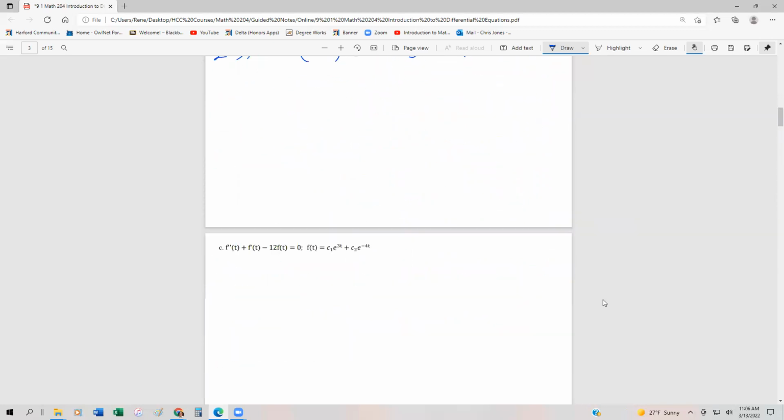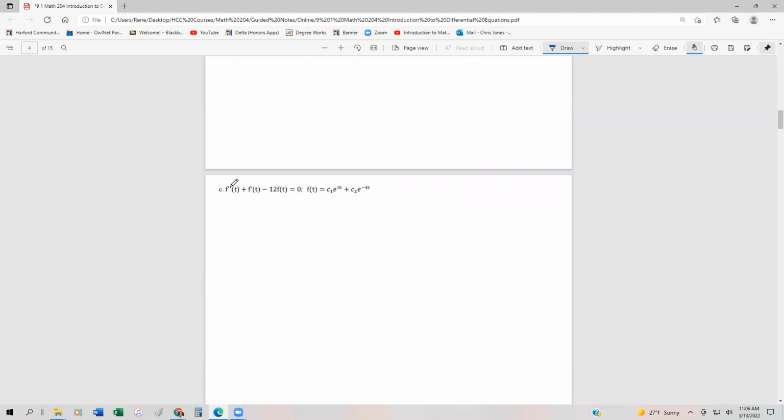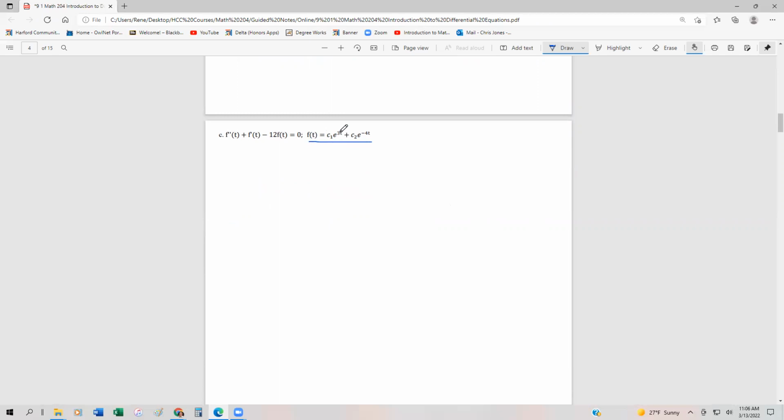Okay. One last example, and this one, we have a second derivative. So we have f double prime of t plus f prime of t minus 12 f of t equals 0. And f of t is c1 e^(3t) plus c2 e^(-4t). So this time we're going to have to find two derivatives, and it's actually going to get a little bit long, but it won't be too bad. So first derivative is going to be 3 c1 e^(3t) minus 4 c2 e^(-4t).